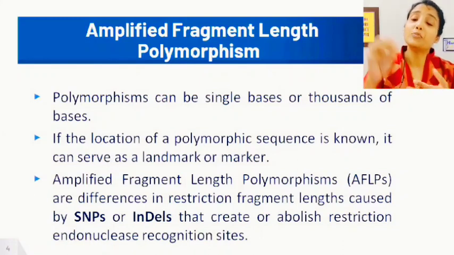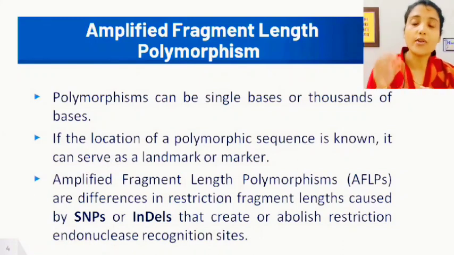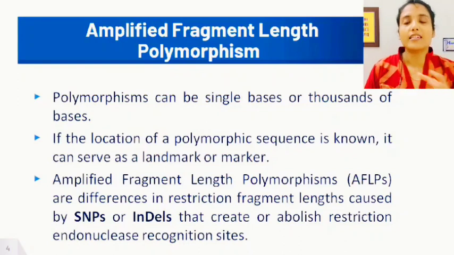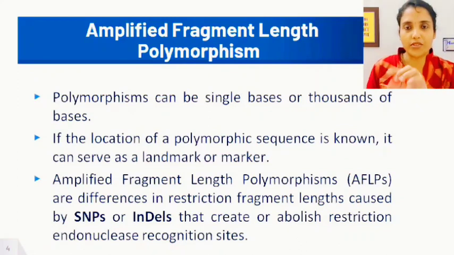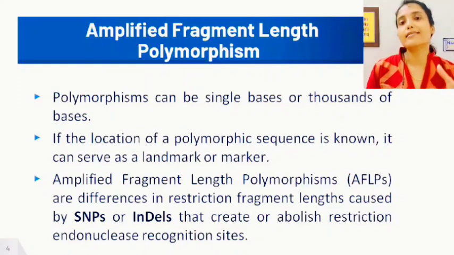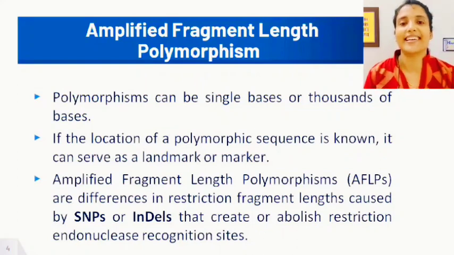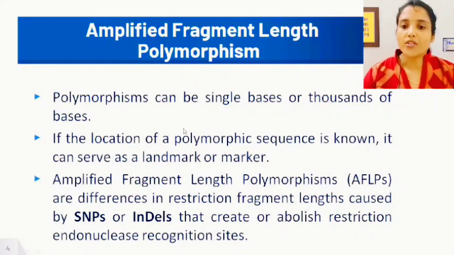Okay, now this change could be there in a single nucleotide or even multiple thousands of nucleotides might have been changed. Suppose there was an adenine in its place, a thymine might have come. So that is called single nucleotide polymorphism, a change in the single nucleotide. And you might have studied about sickle cell anemia, right? So sickle cell anemia is also caused by a single nucleotide polymorphism. Okay. So if the location of polymorphic sequence is known, it can serve as a landmark or marker.